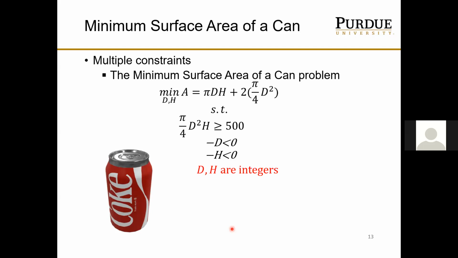So the first problem, we already know this one, right? We want to design a kind of can, kind of a Coke can. We try to minimize the surface area, right? And the constraint is that this can will hold at least 5 milliliter liquid. So that's the constraint here, right? And also, of course, the design should be positive.